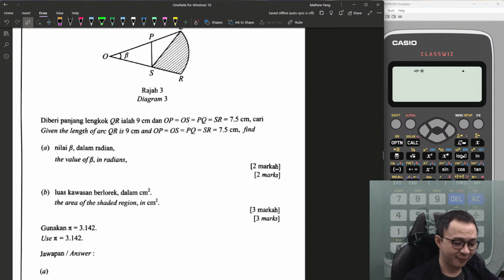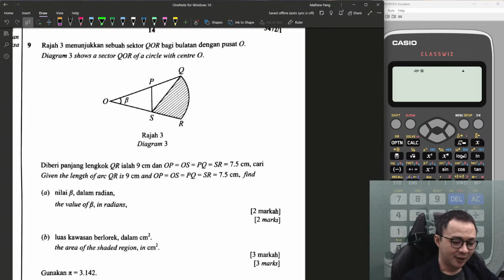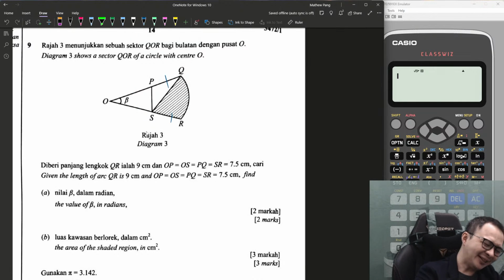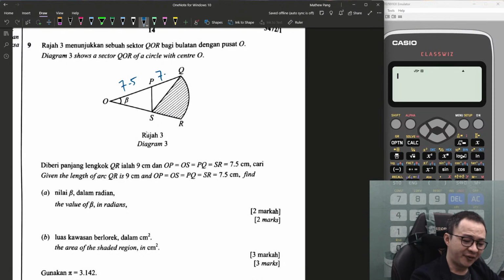Question 9. Okay. This length same with OS, same with PQ, same with SR. So everything is 7.5. 7.5, 7.5, 7.5, 7.5. So I know radius is 15 lah.